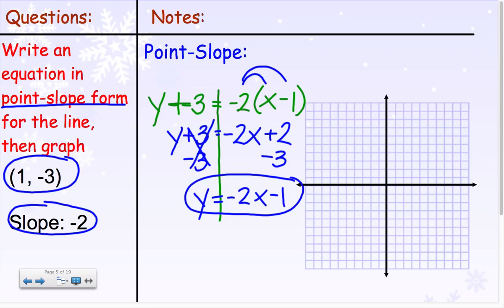Okay, so let's graph this one. I'm going to put a dot on -1 on my y-axis, then rise -2, run 1, rise -2, run 1, rise -2, run 1.